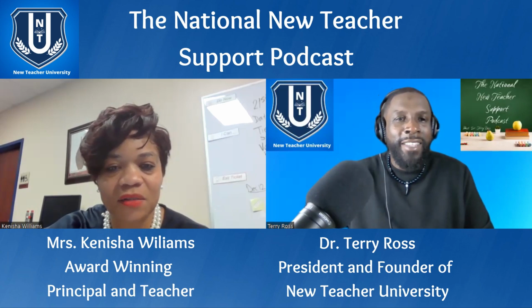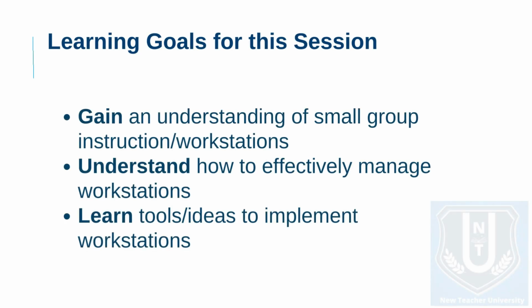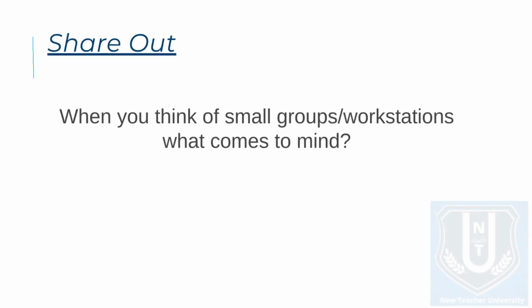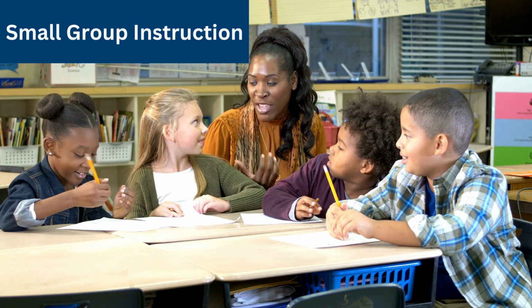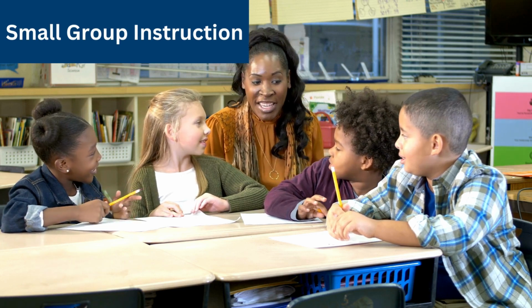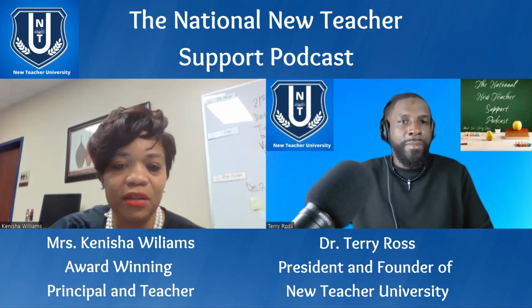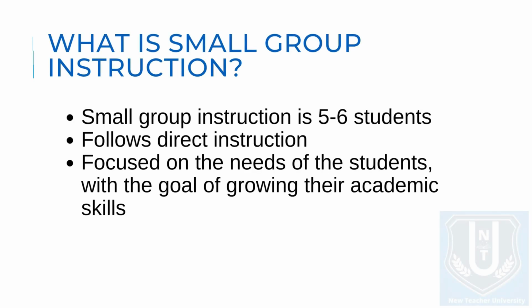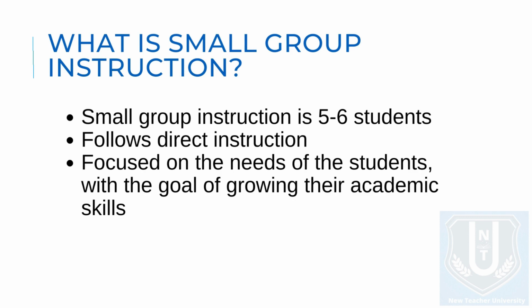The presentation today is on small group instruction. I asked the question when I get ready to present this information: when you think of small groups or workstations, what comes to mind? For me, it's small group instruction that is typically about 5 to 6 students. It comes after the direct instruction. After the teacher has completed their direct instruction, they look at those targeted skills to see how they want to form their small groups. And then they focus on the needs of the students with the goal of growing their academic skills.